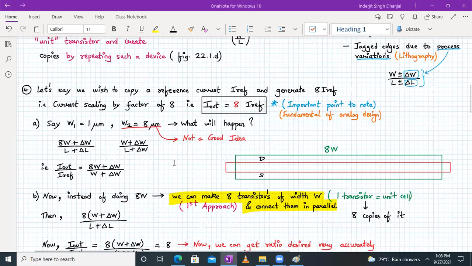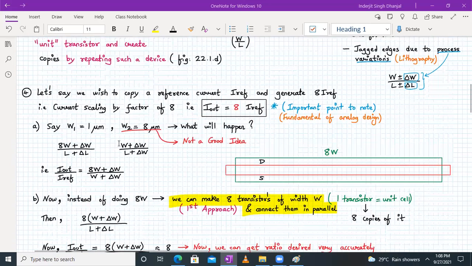Let us check. Let's say because of process variations, your W changes by delta W and your L changes by delta L. Okay, this should be delta L, not delta W. Let me change this. Yeah, now it is correct. So I out, if you scale it directly by 8, what will happen is I out upon I reference will be 8W plus delta W divided by W plus delta W.